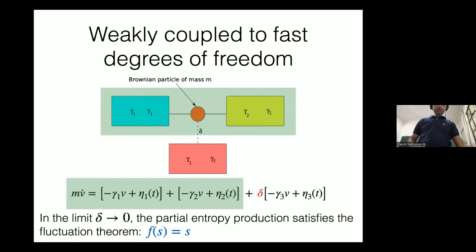On the other hand, if you weakly couple to fast degrees of freedom, as opposed to coupling to another Brownian particle, suppose you weakly couple to a heat bath. Weakly coupling in the sense that you can think of reducing the friction and the temperature proportionately. Okay. So in this case, again, if you consider the entropy production of this green part, then in the limit delta going to 0, it satisfies the fluctuation theorem. So what it says is that if you couple weakly to fast degrees of freedom, it satisfies the fluctuation theorem, which you anyway expect.